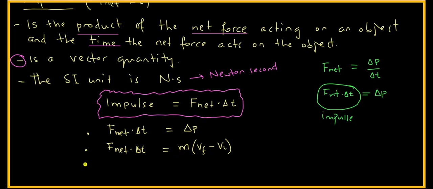So we can safely say the impulse of an object is actually equal to delta P, or the change in momentum. So the impulse is equal to the change in momentum of an object. These are all different expressions to express the same thing. But impulse is defined as the product of net force and time.